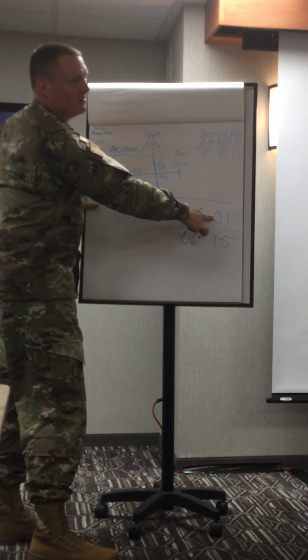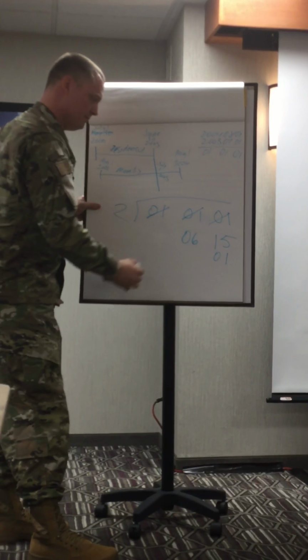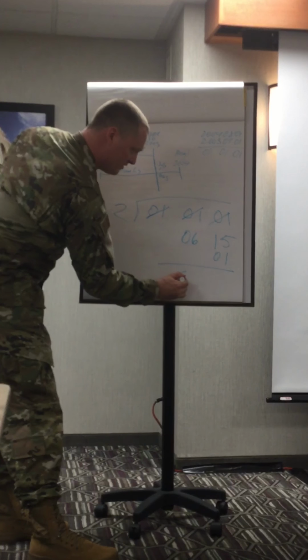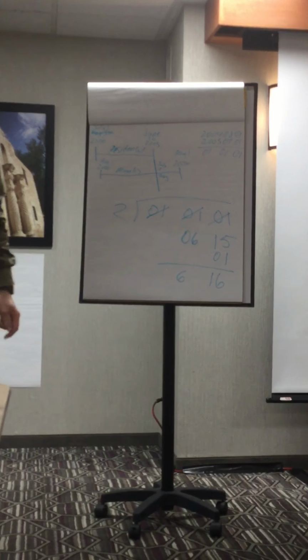It's going to be one. We don't recognize halves, right? So 1 day. So we're going to give you 6 months and 16 days. Make sense?